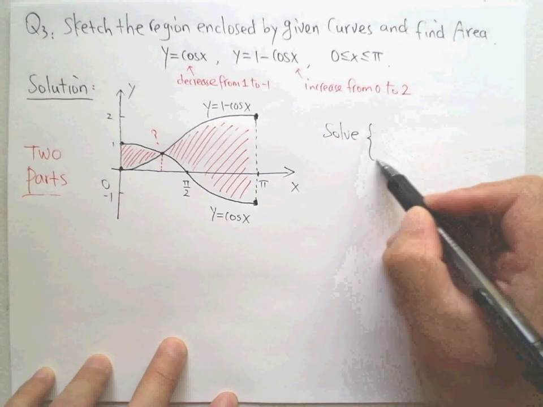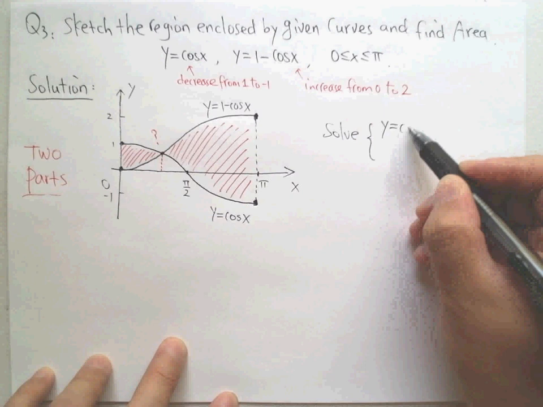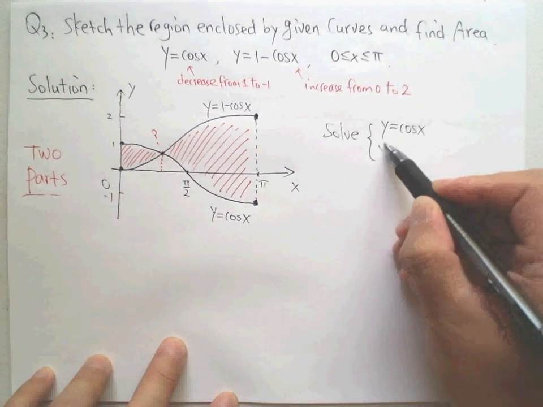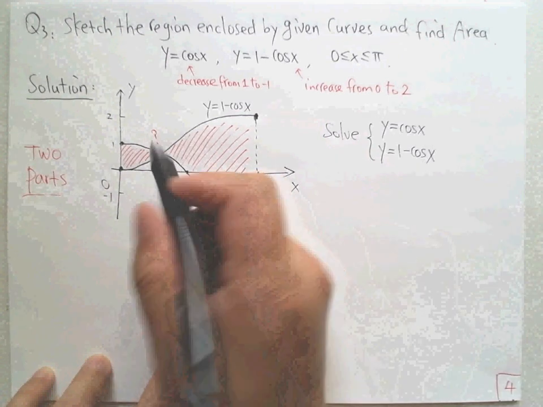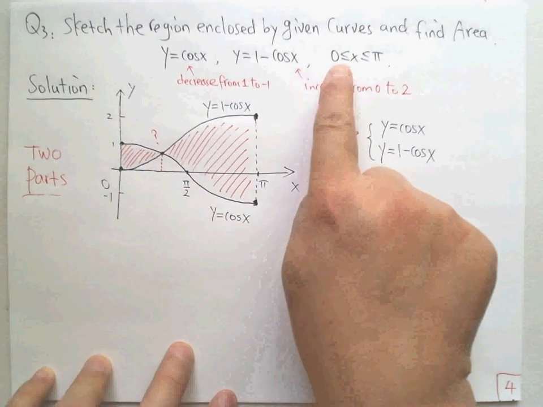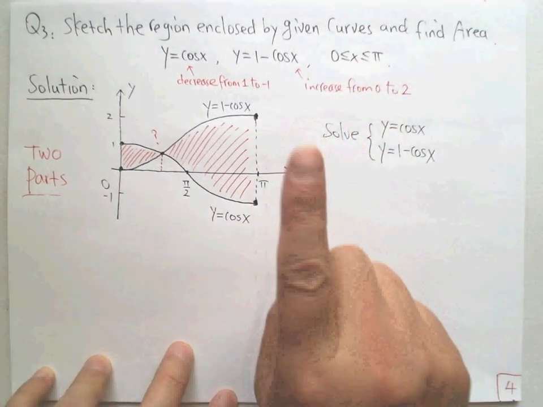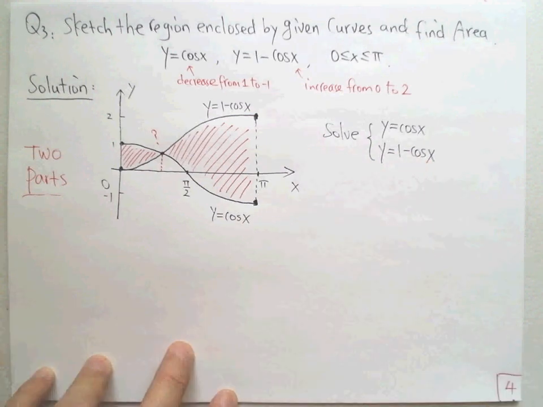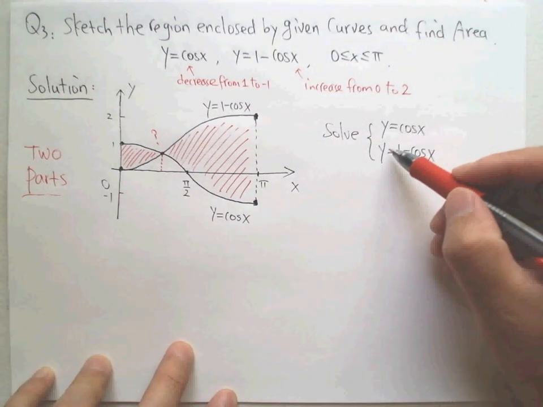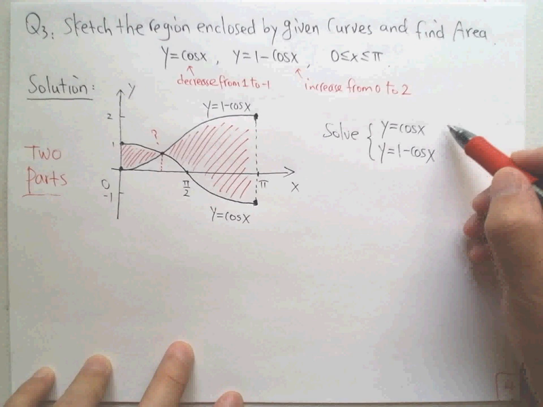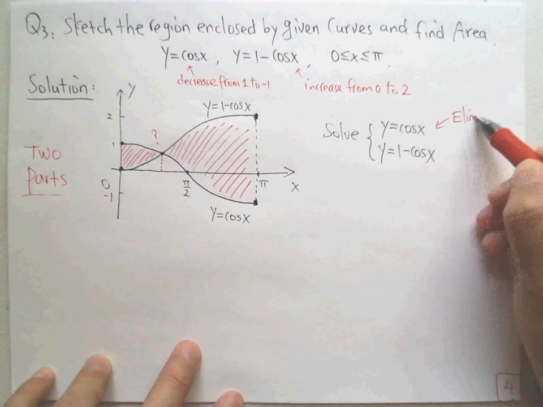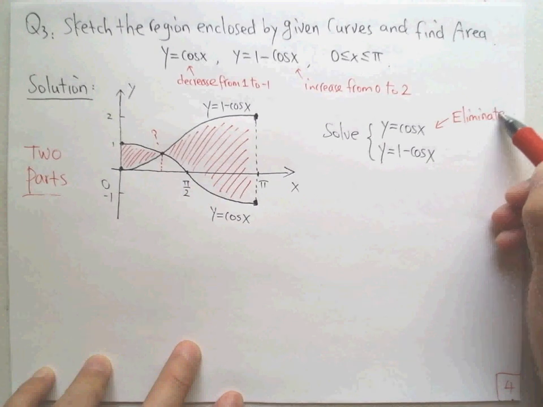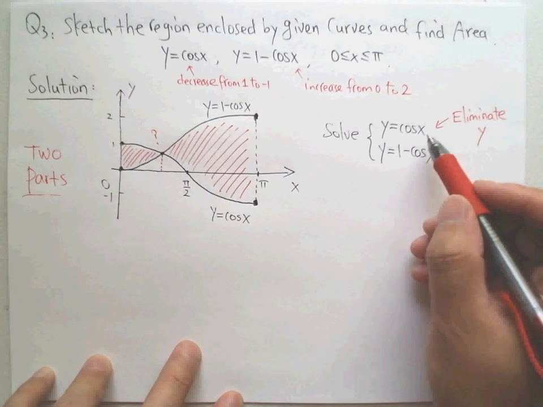So I'm going to put here. We're going to solve y equals cosine x and y equals 1 minus cosine x. And then to find this intersection for x between 0 to pi, we should find one point. Okay, one solution. How to do it? y equals y. Of course, this is what? This is eliminated, right? So you can eliminate y.